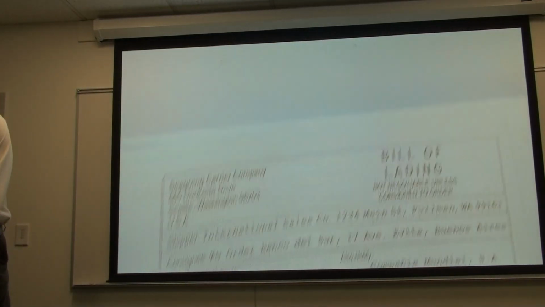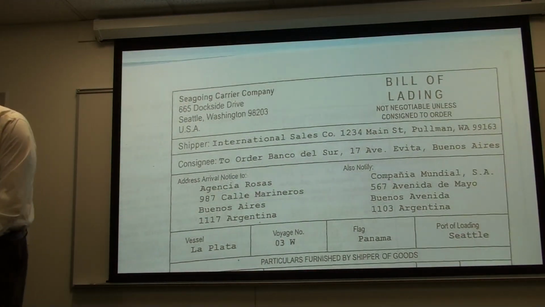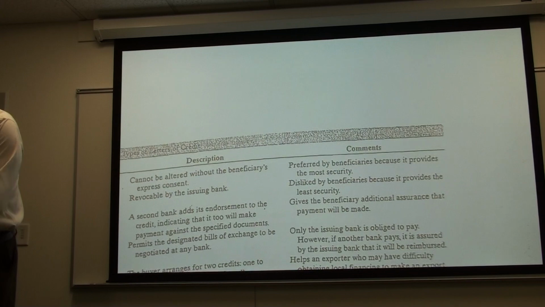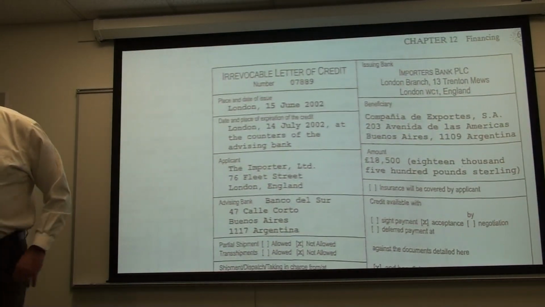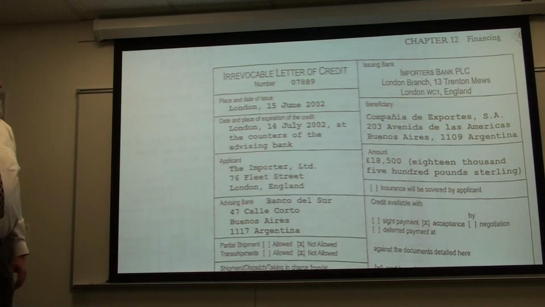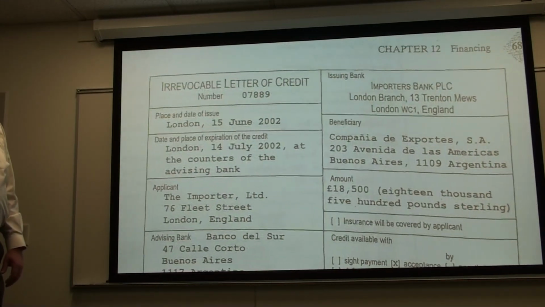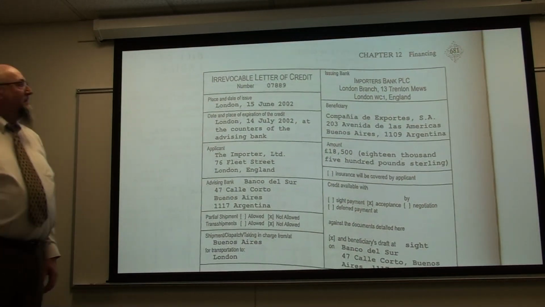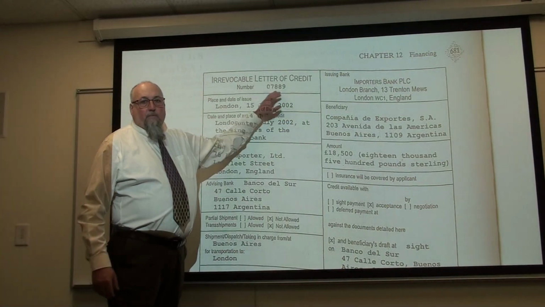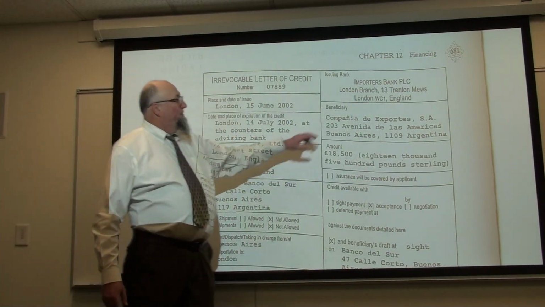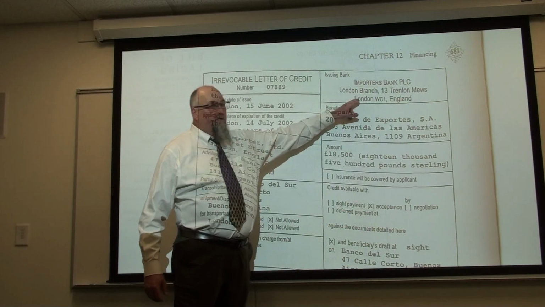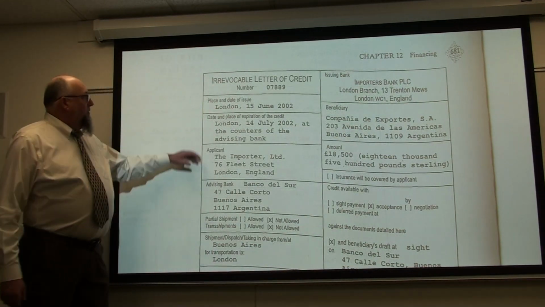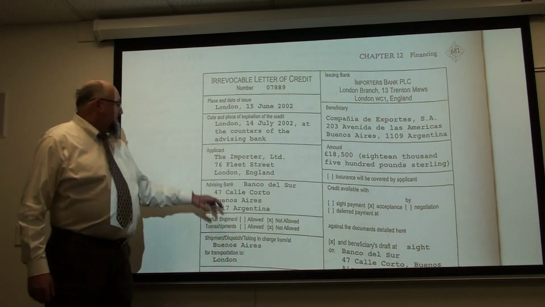Okay, so let's take a look at, there it is, okay. So page 65. This comes from the textbook, but it gives a pretty good idea about what a letter of credit might look like. So here we have an irrevocable letter of credit that was issued by Importers Bank in London. And it was issued, in this case, June 15th, 2002.